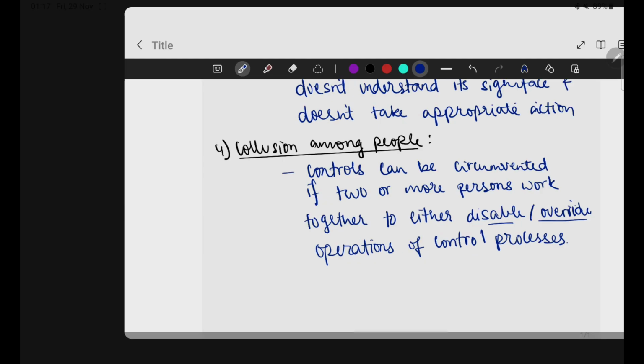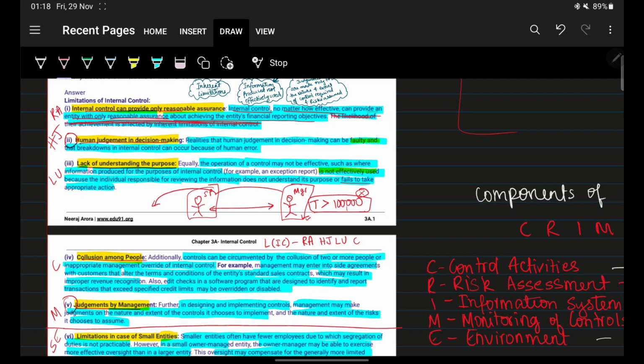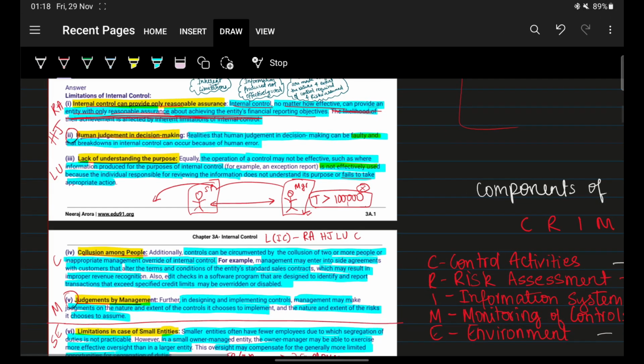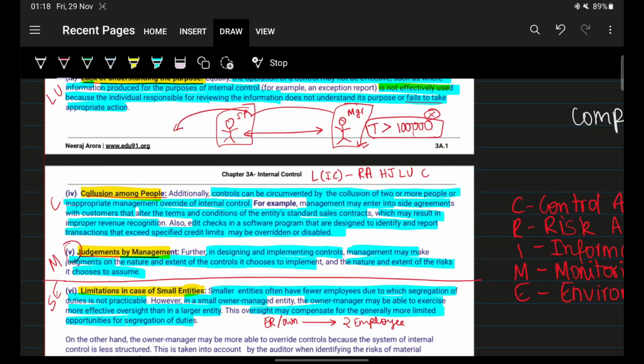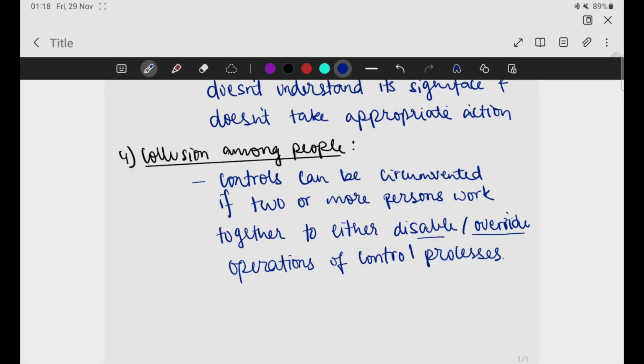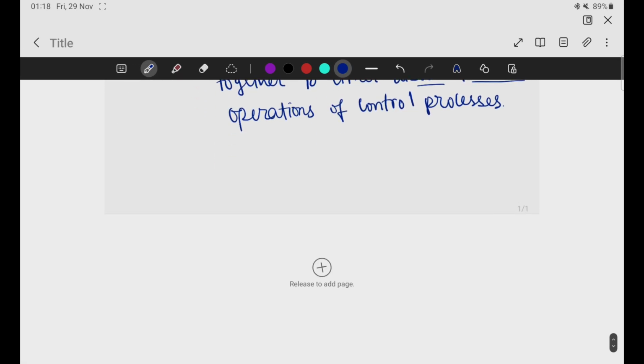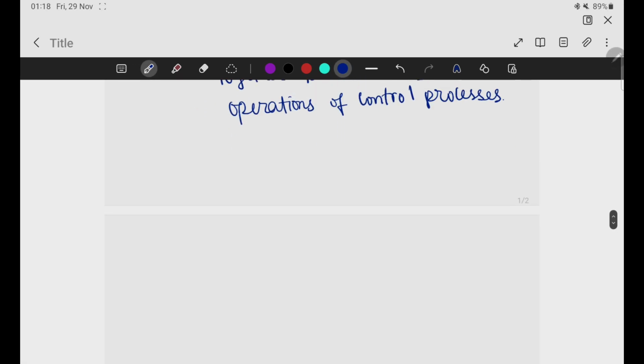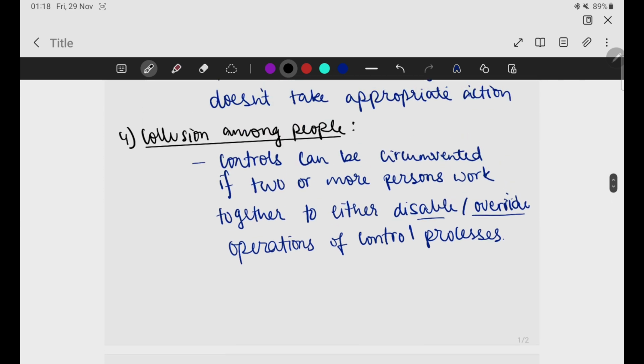Okay, we'll just see what is given there and then we'll try to make our answer as similar to that. So here we can see that there is collusion of two or more people. So in this point there should be two or more people involved, or inappropriate management overrides the internal control. Fairly simple, right? Next, you don't have to give an example, that was just for understanding.